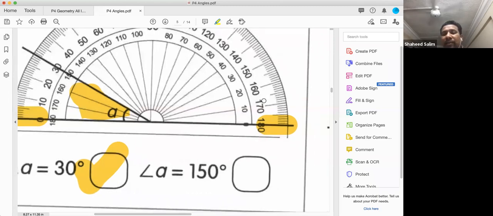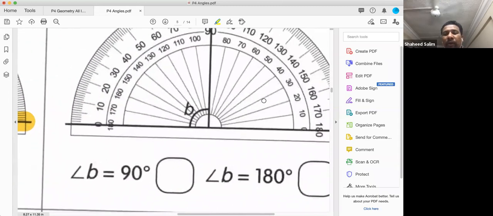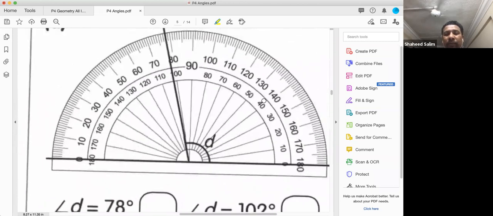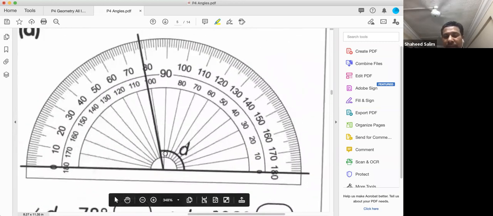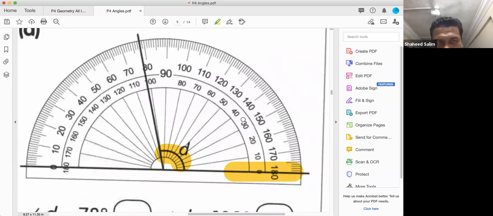Let's see the next one. Look at this one. The angle now is here. So you must count your zero down here. All right? So now you try. How many degrees is D? You try. Come on, you can do this.